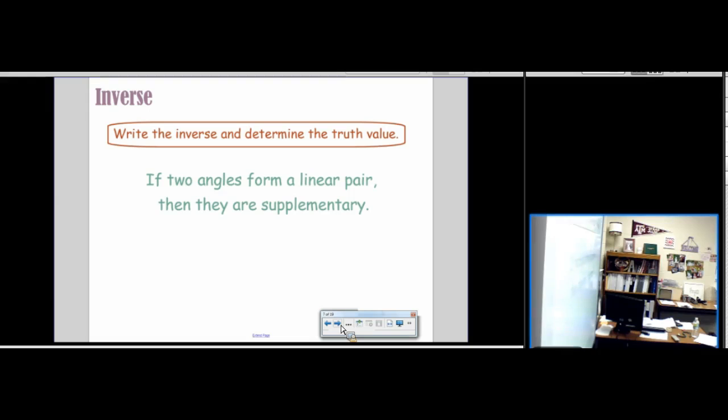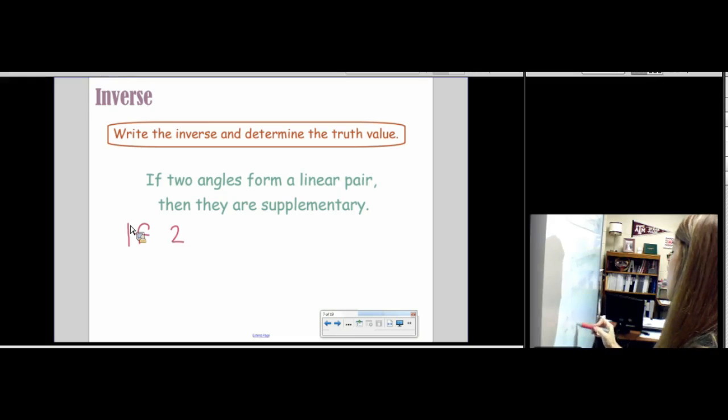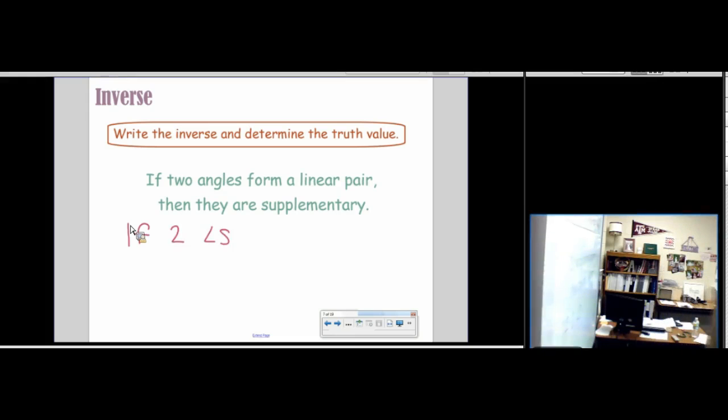All right, Alex, what is the inverse? Read me the sentence, the inverse of that sentence. No, I want you to read me the inverse of the sentence. What do you do to make an inverse? Okay.